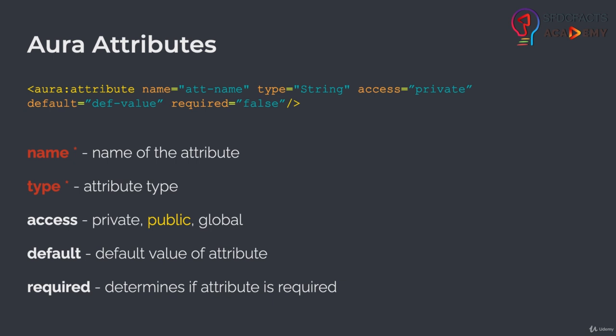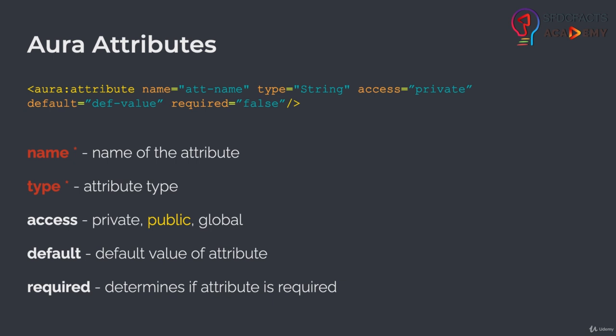So in order to create an Aura attribute, you need to define the name of the attribute, the type of the attribute, which is very similar to the data type of your variable. For example, if you want to store the string, or if you want to store a number, or maybe a list, set or map, then you will define it inside the type attribute. Then the access, which is again very similar to the variables. Here the access can be private, public or global. By default this access is public, but if you want you can change it to private or global.